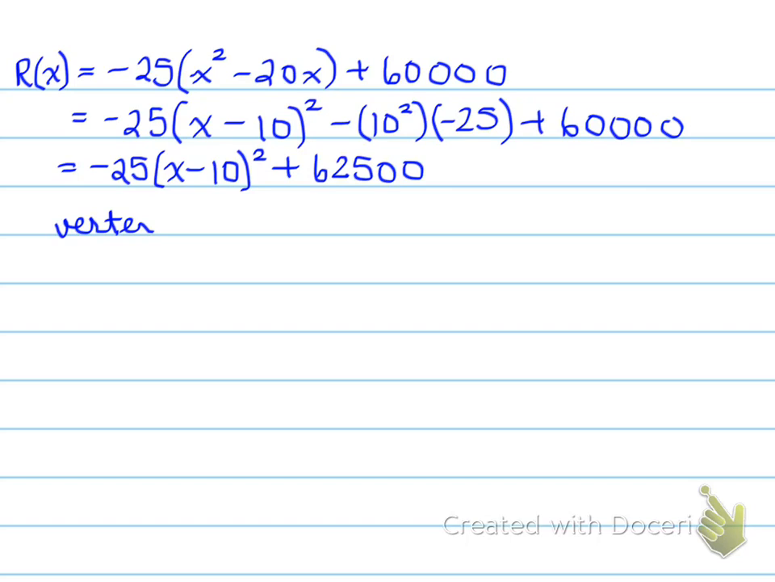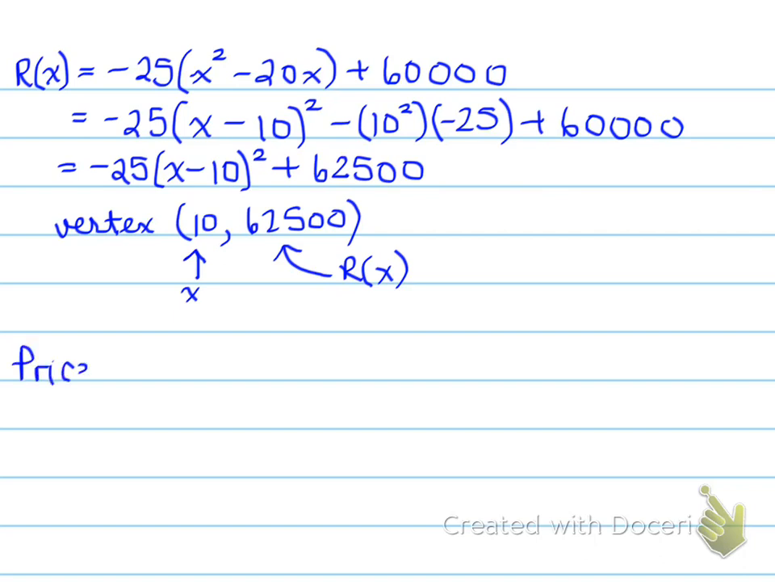We can determine the vertex from this equation. The vertex is 10 and 62,500. The 10 represents the x, which is the number of increases. The 62,500 represents the revenue that we were trying to calculate. So we have a certain price, which will be $2 plus 5 cents times 10. So 5 cents times 10 is 50 cents. Add that to $2, we get $2.50.